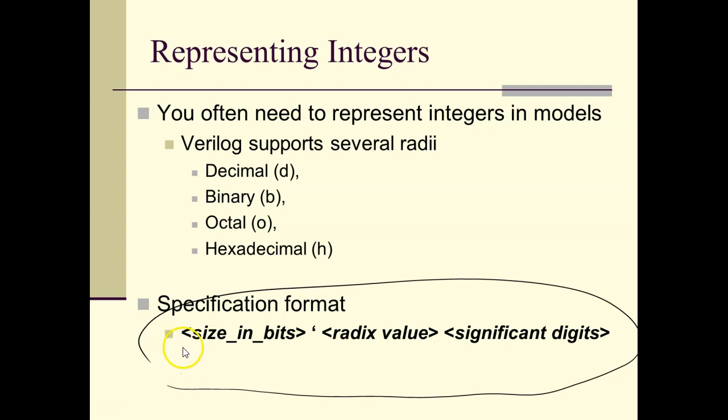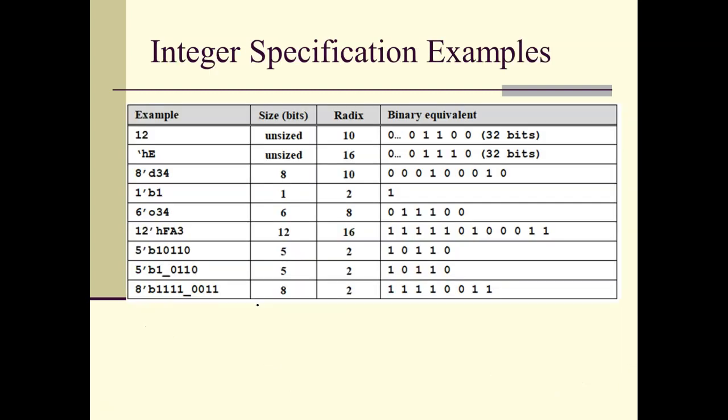Verilog. So essentially you can specify the size in bits. This is actually optional. You specify a radix, and then you have to specify the digits. So it's really, and most importantly, there's this little tick mark in there, and that's not optional. So the best thing to do is kind of look at a few examples on this one, and we'll crank through this. So for example, the first one up here, it's just the number 12.